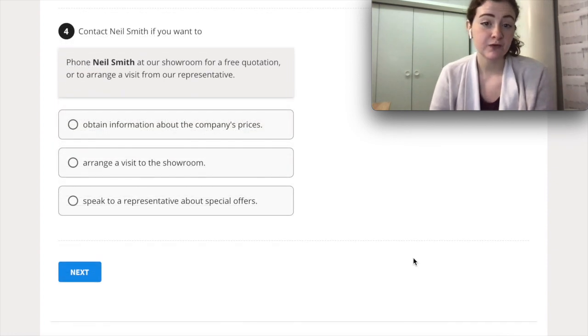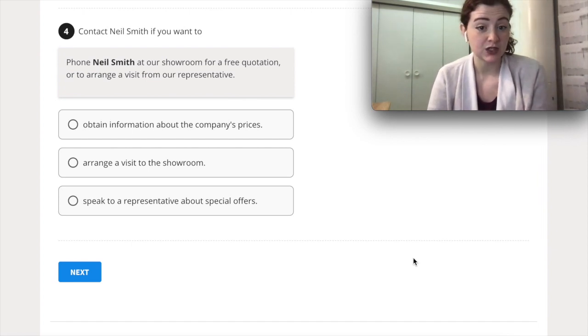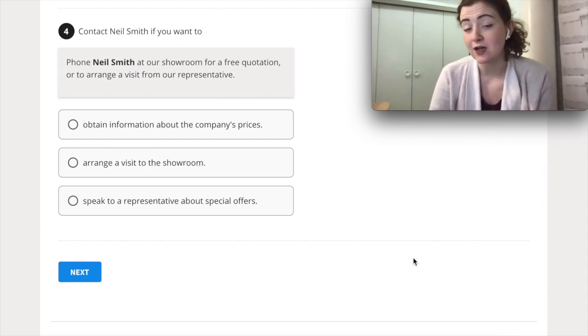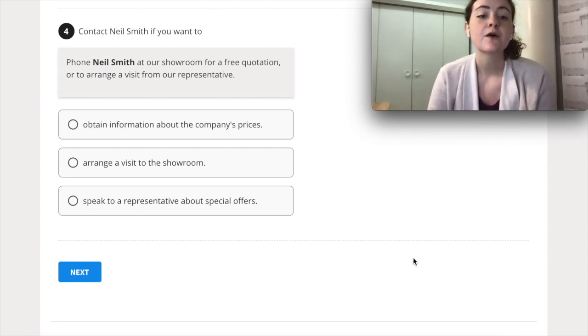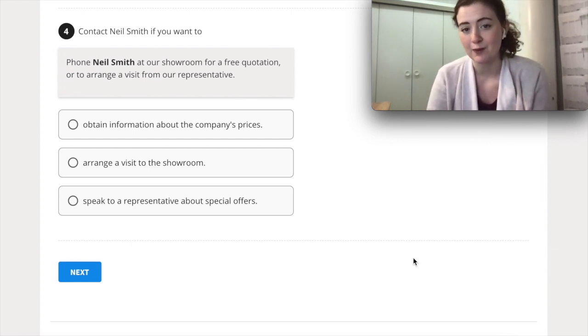For question number 4, you should contact Neil Smith if you want to obtain information about the company's prices, arrange a visit to the showroom, or speak to a representative about special offers. And the email says, phone Neil Smith at our showroom for a free quotation or to arrange a visit from our representative.